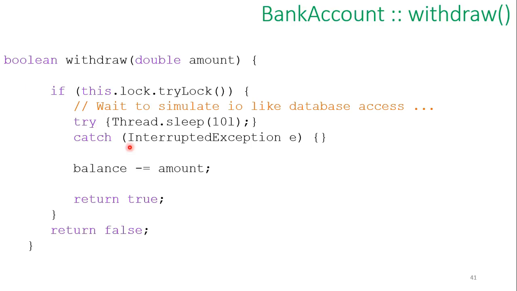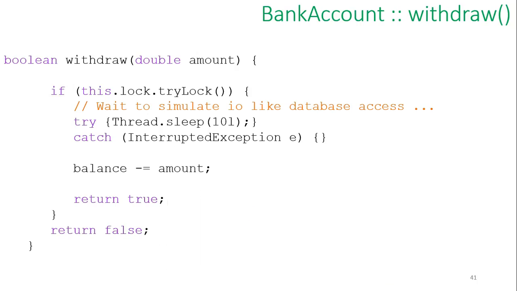But anyway, let's assume that we got the lock. If we try the lock and the lock is available, the tryLock method returns true, which allows us to trigger this code here. Again, we sleep a little bit to simulate an intensive operation. Then we decrement our balance by the amount that was specified as parameter. And we return true to say, okay, I was able to perform my withdrawal operation.